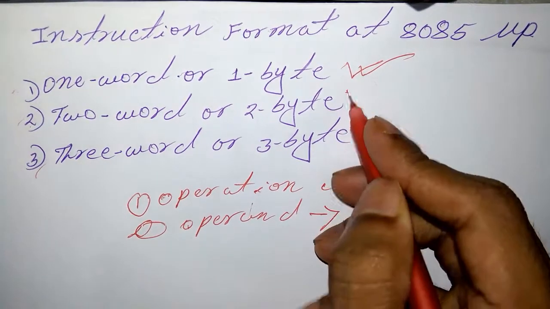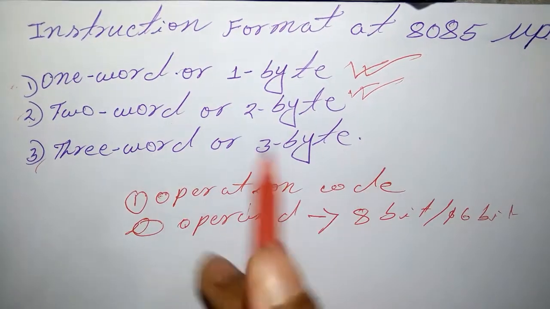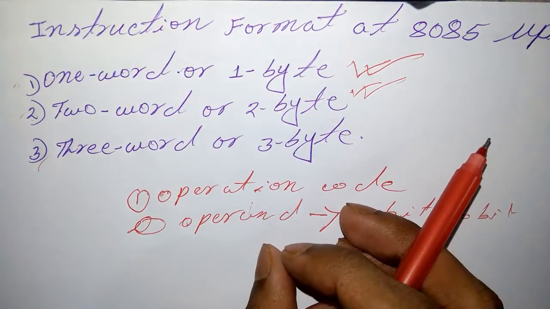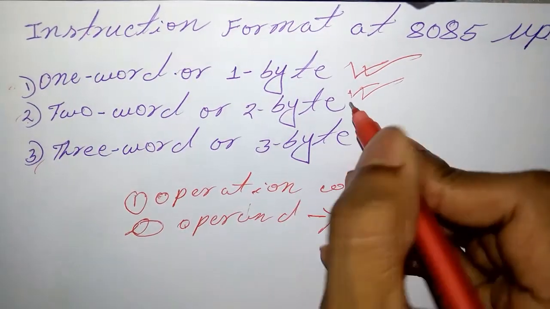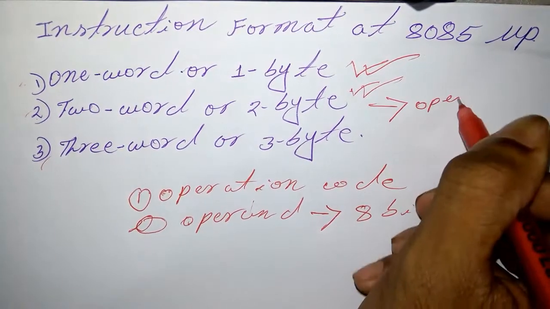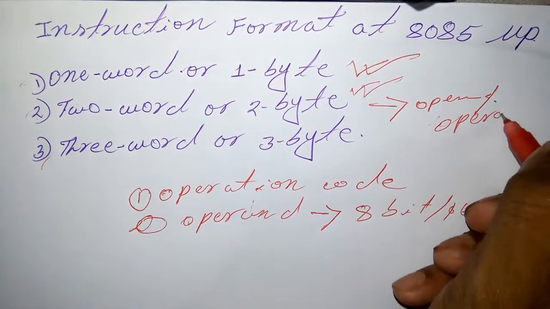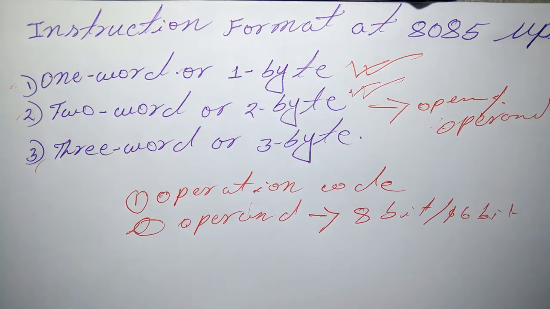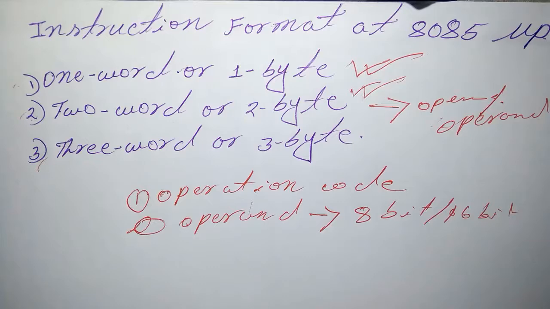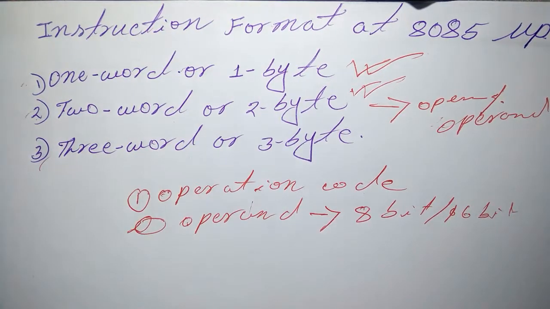Next I discuss 2 word or 2 byte. In 2 word or 2 byte, the first byte specifies the operation code, and the second byte specifies the operand. Okay. The source operand is the data byte immediately following the opcode, and for this the task is load an 8-bit data byte in the accumulator.